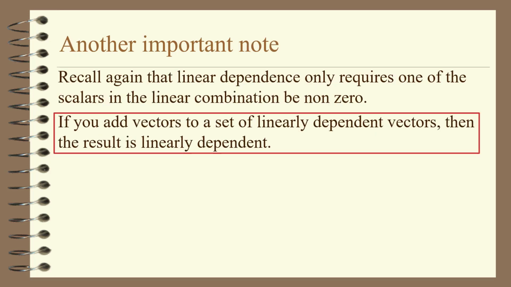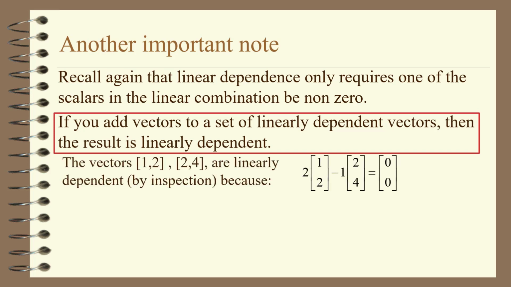Recall again that linear dependence just requires that one of the scalars in that linear combination is non-zero. So that implies that if you ever add vectors to a set of linearly dependent vectors, the result is also always linearly dependent, just because of this. For example, look at these two vectors. They're obviously linearly dependent because they're multiples of each other. So 2 times the first vector minus 1 times the second is going to be the 0 vector, and that is a non-trivial linear combination that adds up to 0 because at least one of the scalars is non-zero.